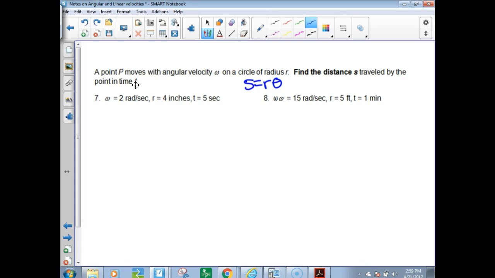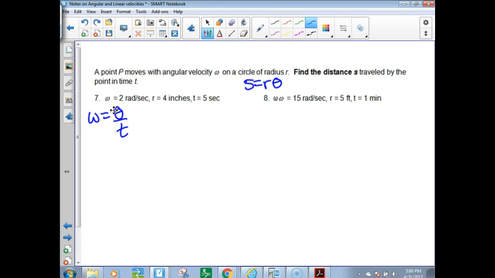So if S is equal to R theta, wait a minute, they're giving me 3 things in this problem. It's saying find S, so I need that. And then it's giving me omega, the radius, and time. This is where the challenge comes in of deciding what to do to get the answer you need. I'll be using the radius in this formula. If I want to know S, I need the radius and theta. Do I have a theta? No. But does omega involve theta in it? Meaning, does omega have to do with theta? It does. Omega is theta over time.